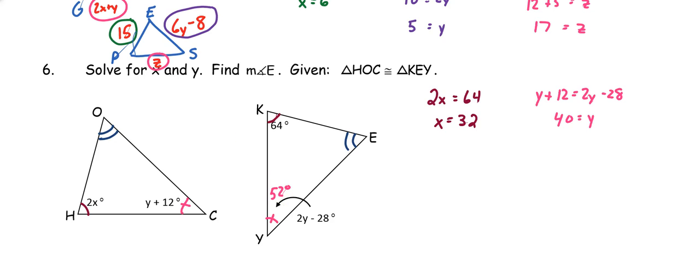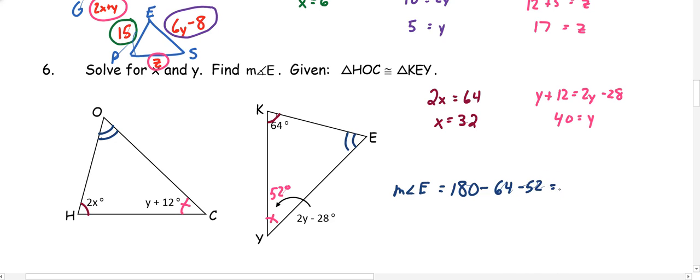So to get the measure then of angle E, remember that a triangle has 180 degrees. So we're going to subtract the two angles we know, 64 and 52. So when I subtract those angles, I get that E is 64 degrees.